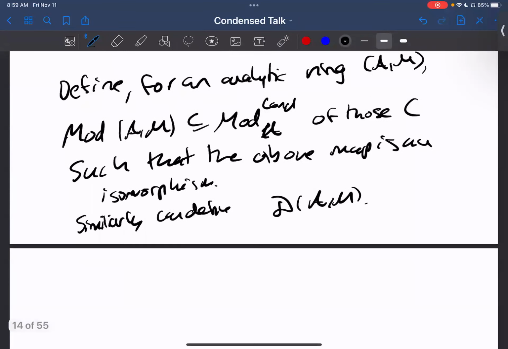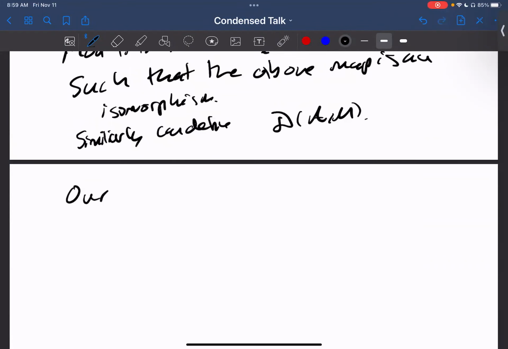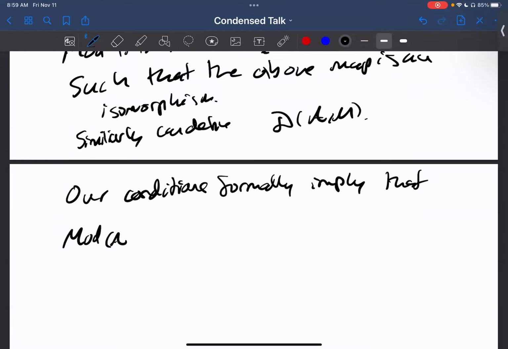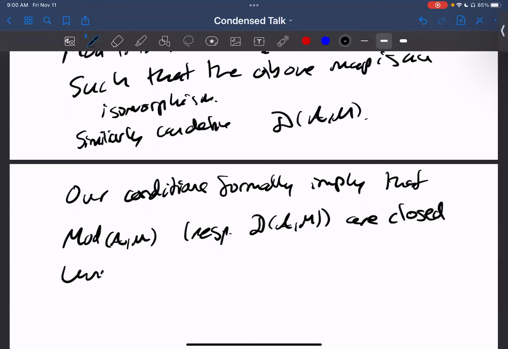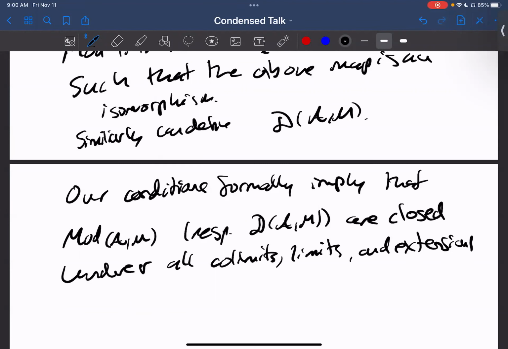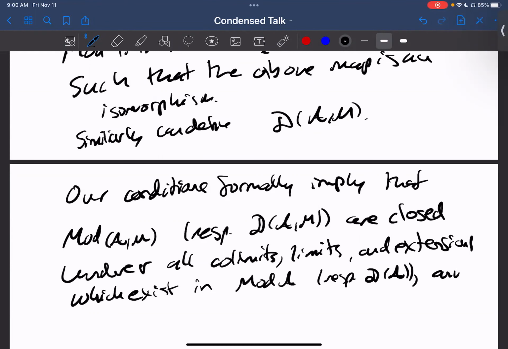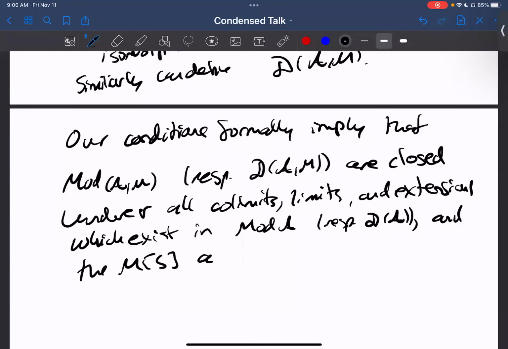And what is useful about this? So by our conditions that we imposed, these formally imply that A M modules, respectively, the derived category of A M modules, are closed under all colimits, limits, and extensions which exist in mod A, respectively the derived category of A, and the M of S are compact projective generators.